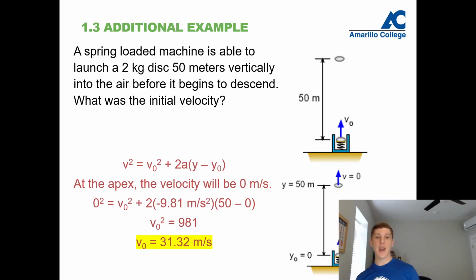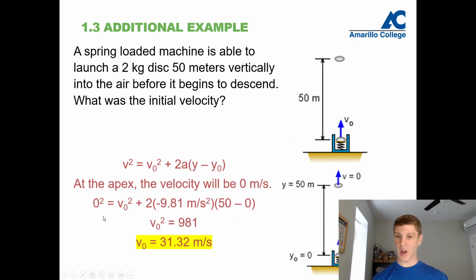Because we know at the apex that our velocity is 0, we can use our velocity-position equation. So we can say that our velocity at the apex is going to be 0, and we know that v naught is what we're after, so that's our initial velocity squared, plus 2 times our constant acceleration due to gravity, negative 9.81 meters per second squared, times the change in position. We know that at the apex it is at a position of 50 meters, and it initially was at 0 meters. So we defined our datum right here where the disc was originally. It was originally at 0 meters, and it travels up to a distance of 50 meters.